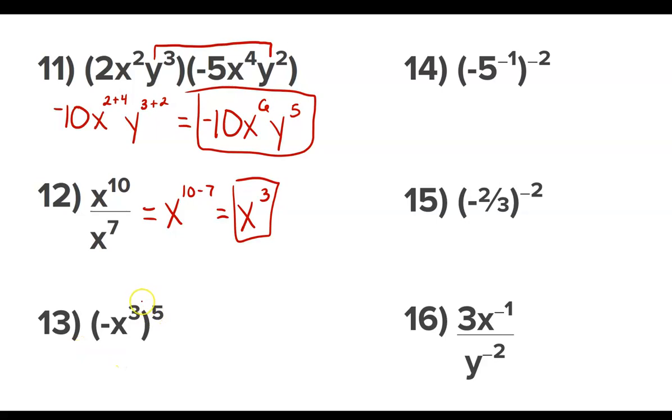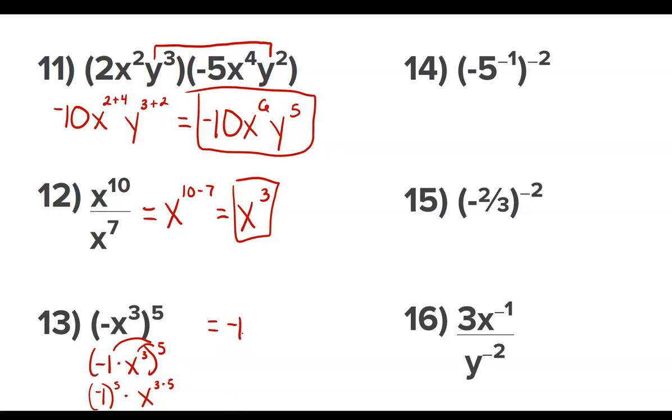Okay, number 13. There is a negative sign grouping this 5. So this is really a negative 1 times x to the 3rd to the power of 5. So I want to give the power of 5 to both of those terms. So we have negative 1 to the power of 5 times x to the 3rd to the power of 5. So we multiply those. Negative 1 to the power of 5. Well, negative 1 times negative 1 is a positive 1. Times another negative 1 is a negative 1. Times a negative 1 becomes a positive 1. Times a negative 1 becomes a negative 1.